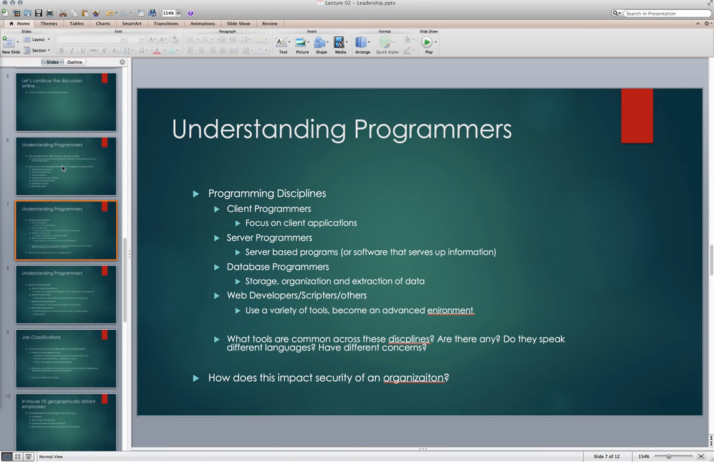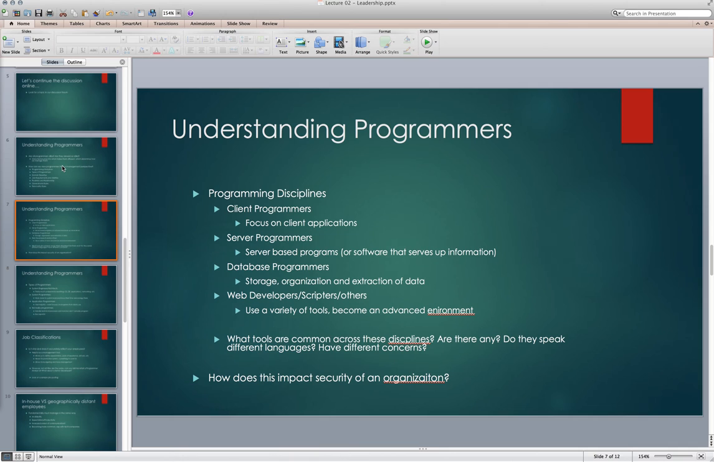Database programmers, okay? I've worked with several DBAs, and that's what they love to do. They love working with the storage, organization, and extraction of data. We have server programmers and then client programmers. So, where do they spend the vast majority of their time, and what type of applications or programming are they focused on? Client programmers are typically focused on the client side. Servers are typically focused on the server side. And with all these different disciplines, all these different roles, very broad here, the set of tools that they use, what they care about, what they're concerned about, and the languages that they talk in all become different, right?